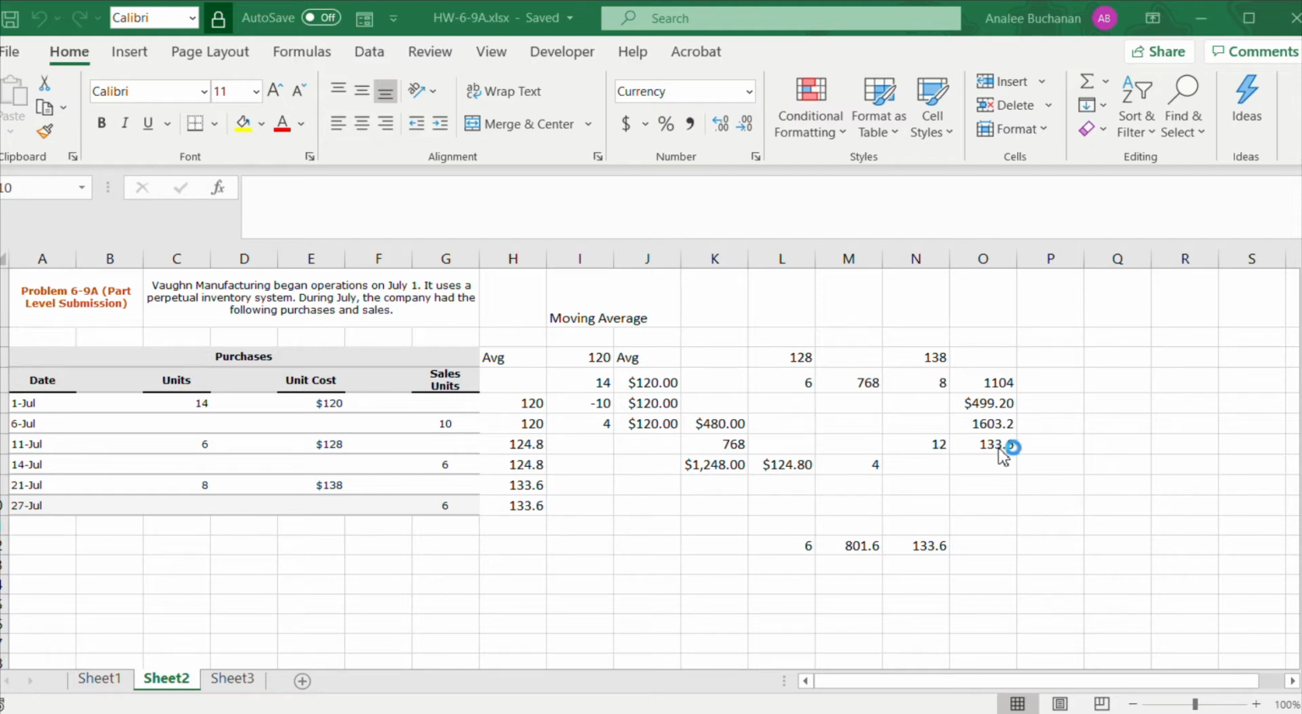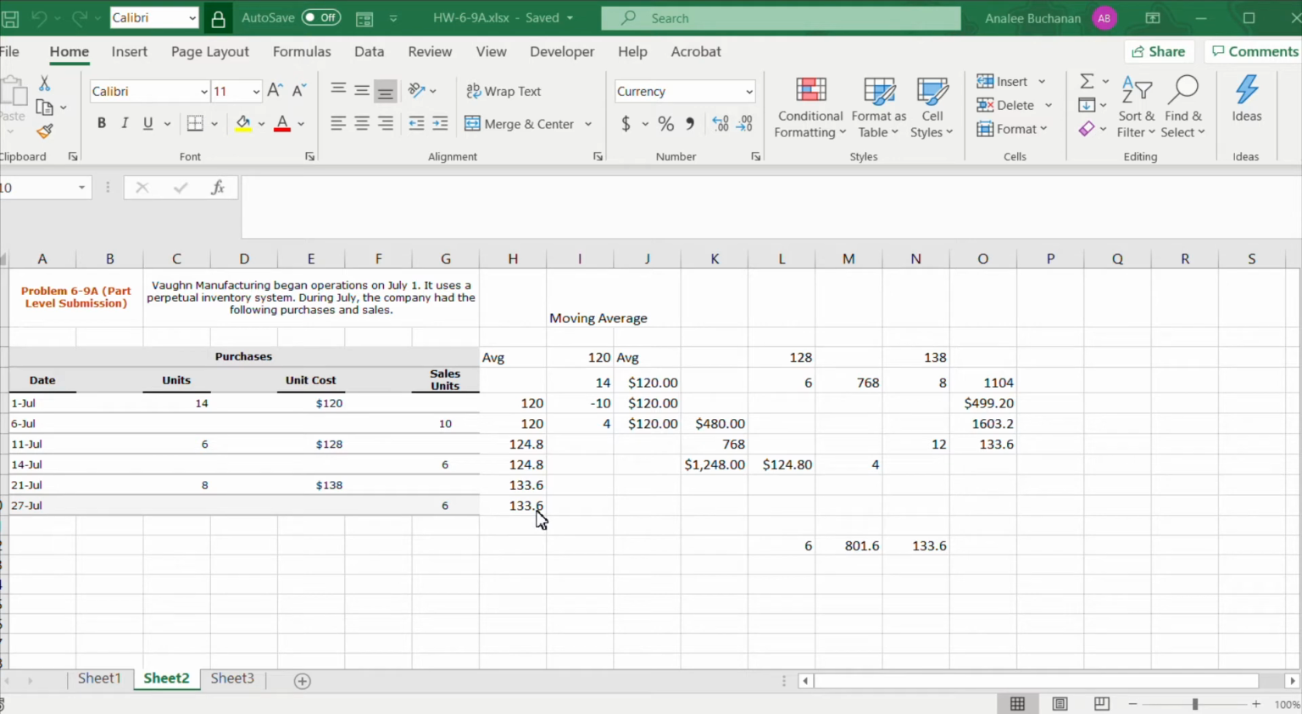Then we sold 6 more of the units, and the average stays the same because no new purchases have been made. So it's 133.60. So that answered the first part of the question.